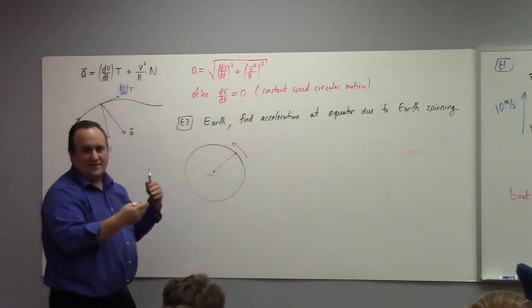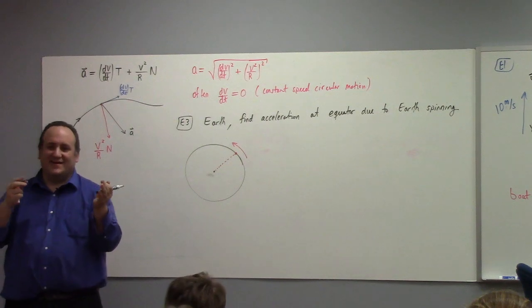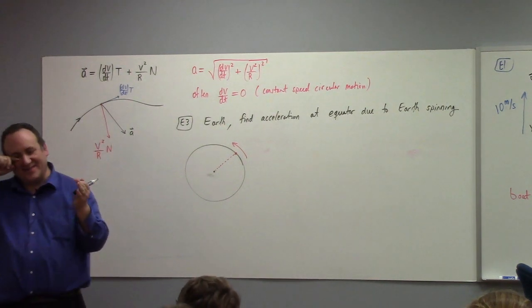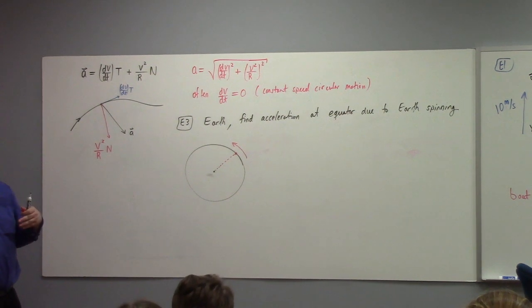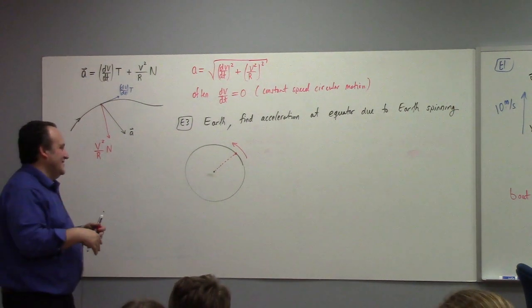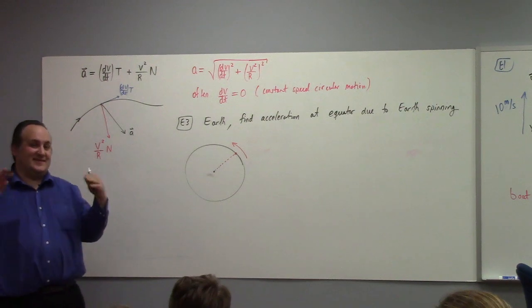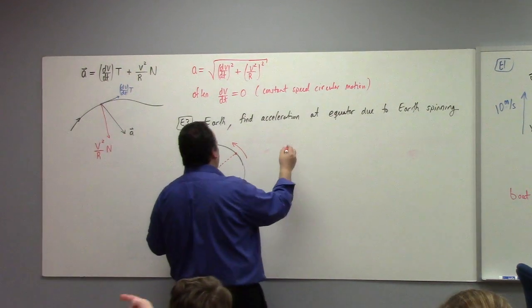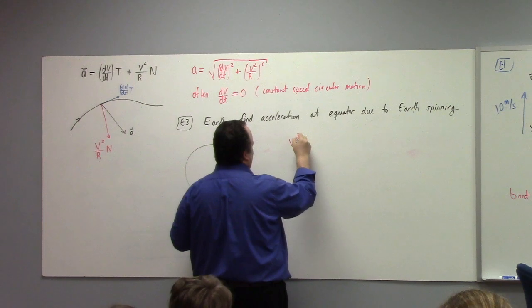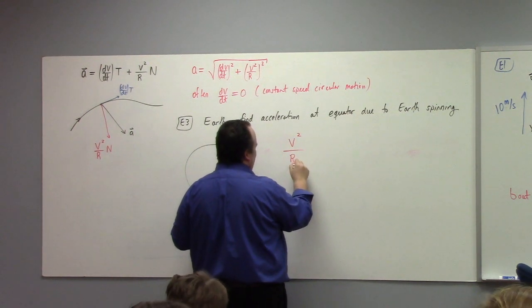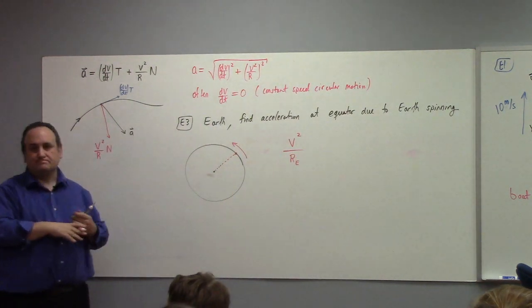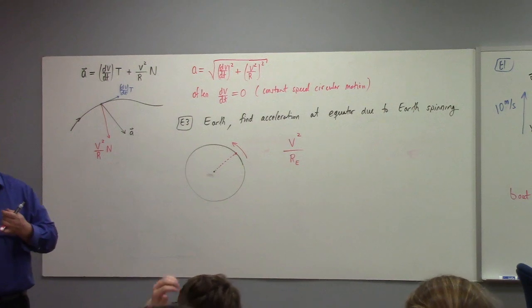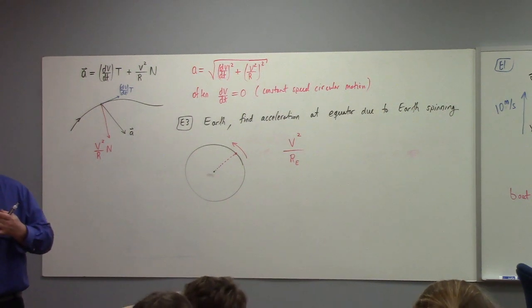Actually, I don't remember if it's spinning clockwise or counterclockwise with respect to the North Pole. Which one is it? It's clockwise. The good news is it doesn't matter to this calculation. It actually does, because God made it go one direction. So v squared over the radius of the Earth is equal to the centripetal acceleration, relative to the circular motion.